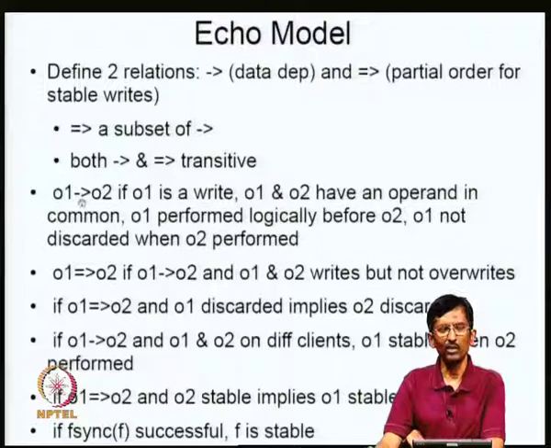If O1 is data dependent on O2, okay, what does it mean? It means that O2 is dependent on O1, so O1 is first and O2 is later. O1 is a write, and O1 and O2 have an operand in common. O1 is performed logically before O2. O1 not discarded and O2 performed.